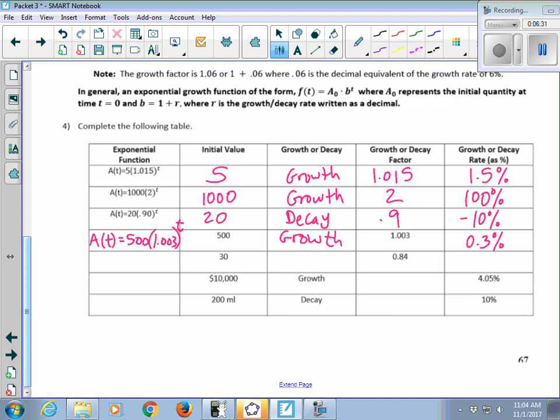Okay, I have an initial value of 30, a growth factor of 0.84, which actually I should have said that's a decay factor because it's less than 1. So I know this is decay. So that is the amount that I get to keep, right? I start with $30. After 1 year, I multiply that by 0.84. So that's how much is in my account, 84% of 30, which means I lost 16%. So my percent change is negative 16%.